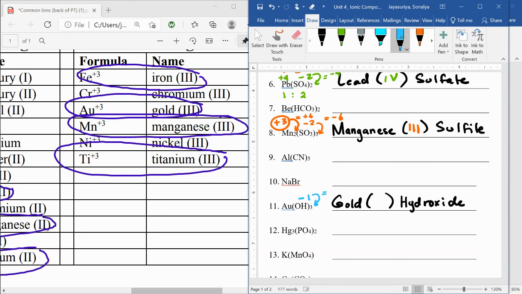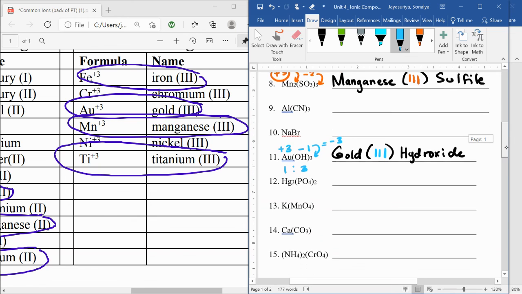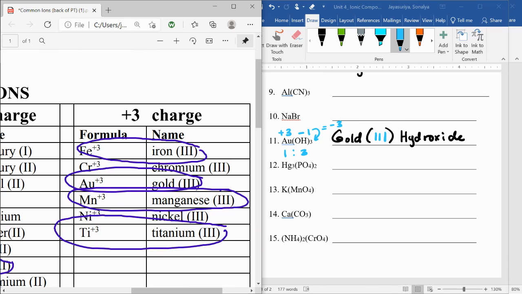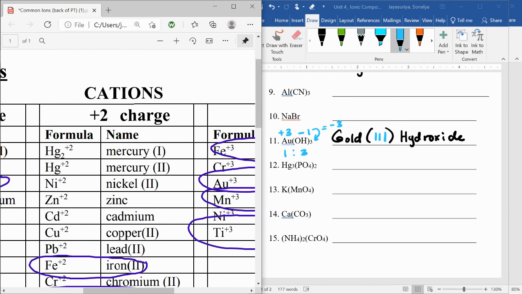Negative 1 times 3 gives me negative 3. There are 3 hydroxides for every 1 gold. So all the charge must come from the gold, which means it's a plus 3. The gold that has the plus 3 charge is gold 3. The Roman numeral and the charge are the same number. Okay, the Roman numeral gives you the charge. Ooh, this one is interesting. It looks complicated, but it is not.